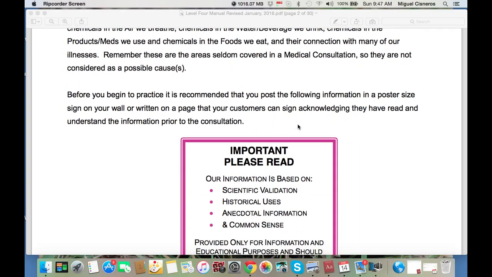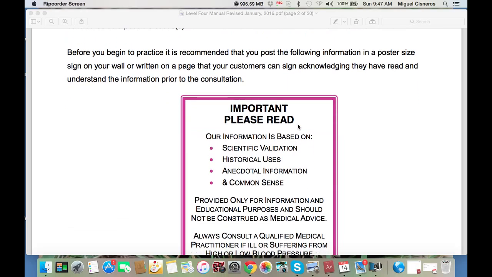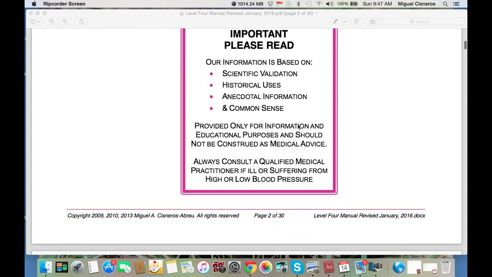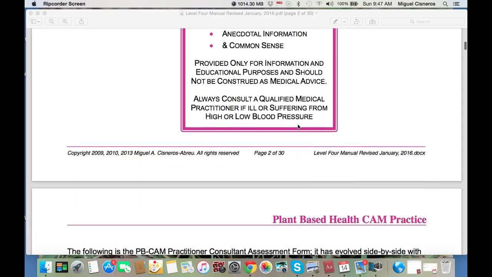Before you begin to practice, it is recommended that you post the following information in a poster on your wall, or written on a page that your customer can sign acknowledging they have read and understand the information prior to the consultation. It says, important, please read. Our information is based on scientific validation, historical uses, anecdotal information, and common sense. Provided only for informational and educational purposes and should not be construed as medical advice. Always consult a qualified medical practitioner if ill or suffering from high or low blood pressure.